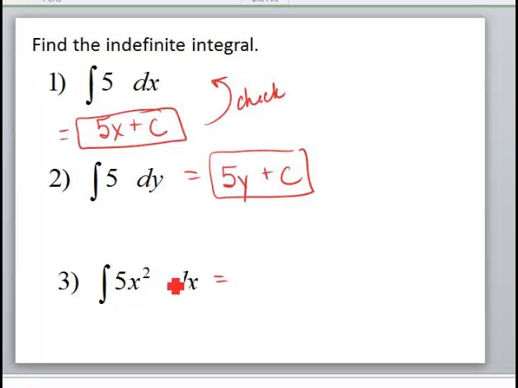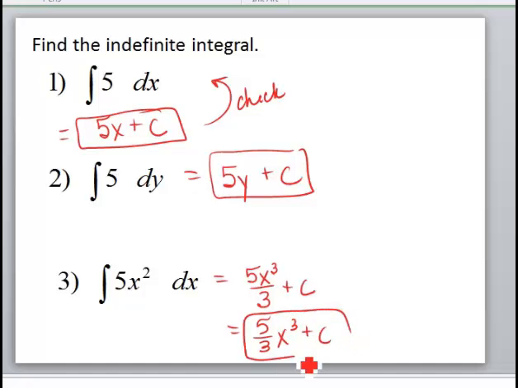Continuing on here, take the integral of 5x squared. We take the 5, rewrite the x, raise it by 1, put it over that new power, plus c. We could clean this up a little bit by putting 5/3 x to the third plus c. But this is as far as we can take it. Again, you can do a check every time. Bring the 3 out front, multiply those together, get 5, lower it by 1 gives you x squared.